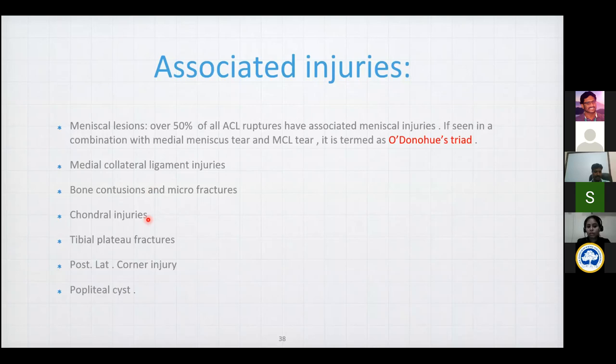There may be bony contusion and microfractures, chondral injuries, tibial plateau fractures. We'll see an X-ray of a tibial plateau fracture later in the slides. Posterolateral corner injury, mostly associated with the lateral collateral ligament injury and popliteal injuries. Popliteal cyst or Baker cyst. These can be associated with ACL.